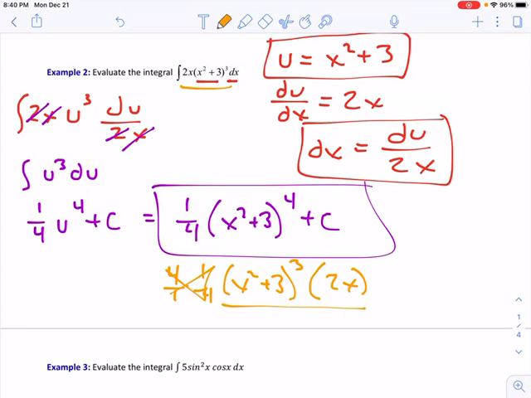So the substitution is finding the antiderivative, and then if we take the derivative of the antiderivative, we should have what we started with.